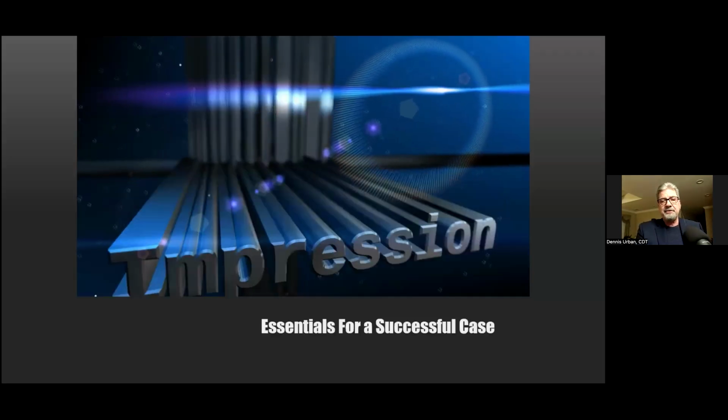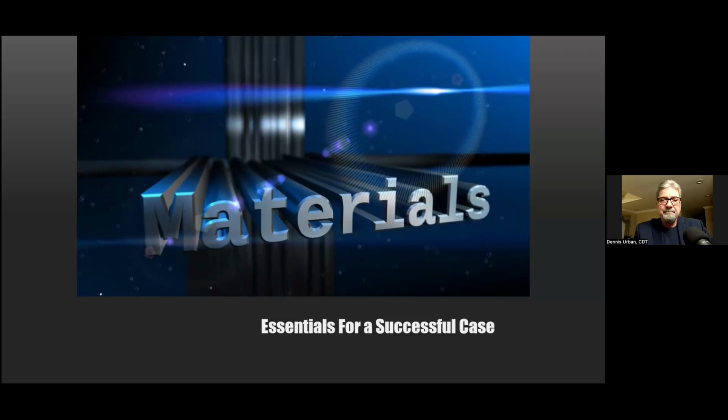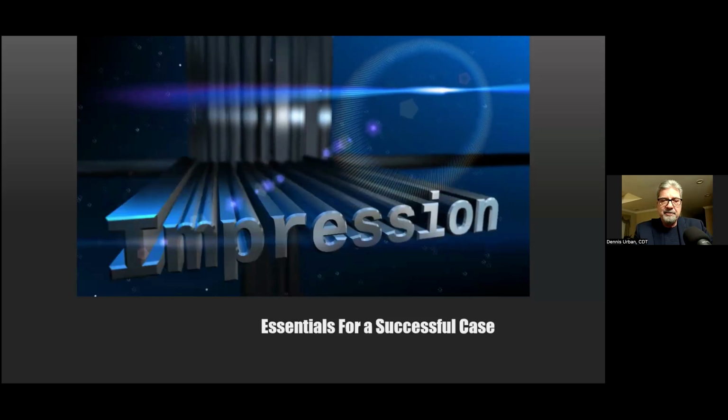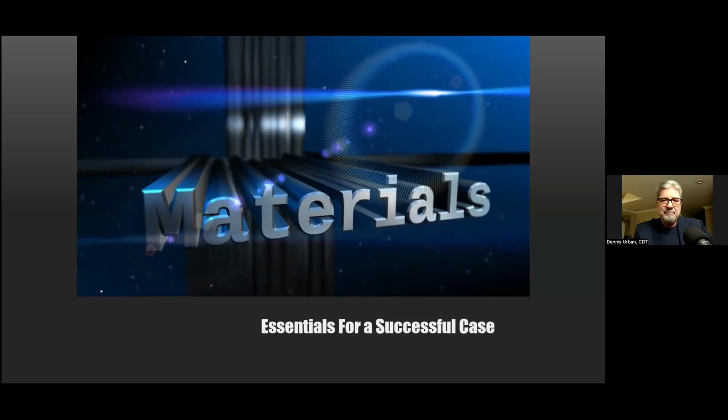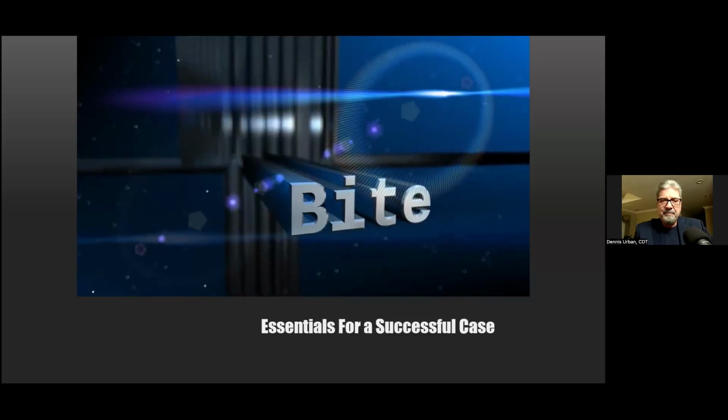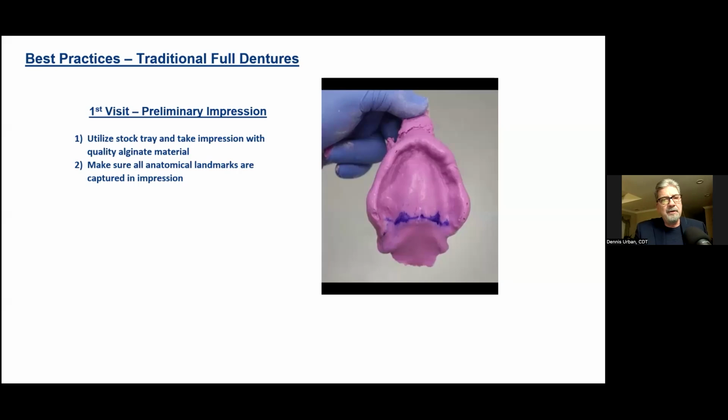So let's talk about essentials for a successful case. We talk about impressions, the right materials, occlusion and bite registrations, shade; all these come into play for a successful case. On that first visit on the traditional full denture, utilize a stock tray and take an impression with a quality alginate material. Just because you're taking a preliminary impression, we still want to make sure that all those anatomical landmarks are captured in the impression. Why? Because now we can make a great custom tray, and it's going to be more accurate, and we're going to get a better impression.